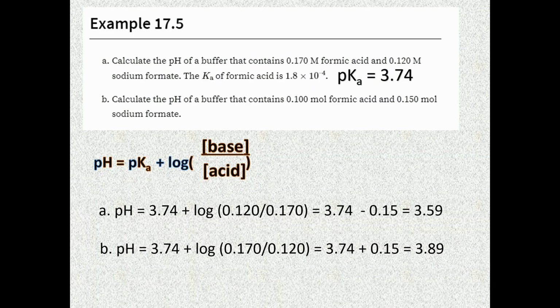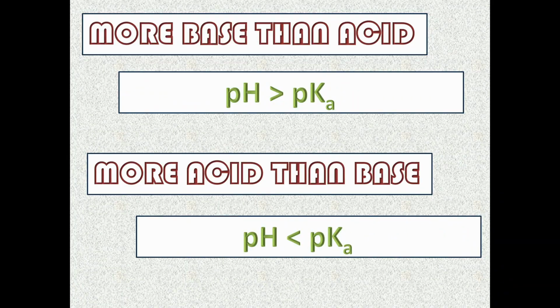With the exact same concentrations, just flipping the acid and the base, I just changed from a negative log to a positive log. And it either goes down because I have more acid, or it goes up because I have more base. So in general, if I have equal amounts of acid and base, then that just becomes 1, and the log of 1 is 0. But any other ratio, more acid makes it more acidic, more base makes it more basic.